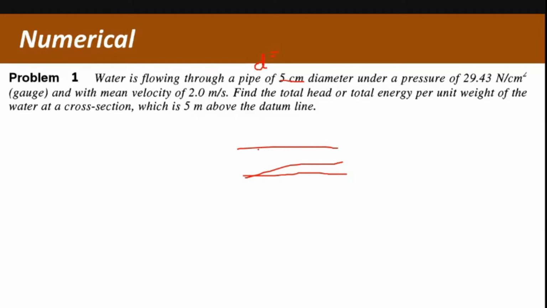After that, we will take a particular cross section. Consider this is section 1-1. At section 1-1, the pressure P is 29.43 Newton per centimeter square gauge. The water is flowing at this section with a velocity of 2 meter per second, and from any datum, you can consider the center line of the pipe to be at a distance of 5 meter from the datum.